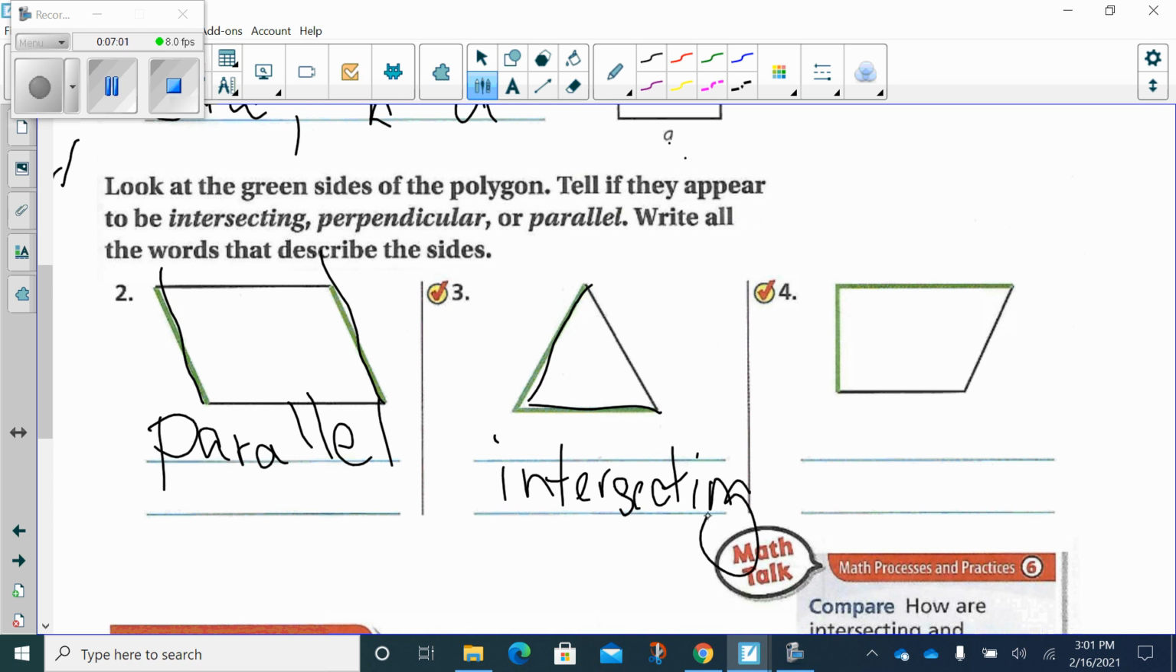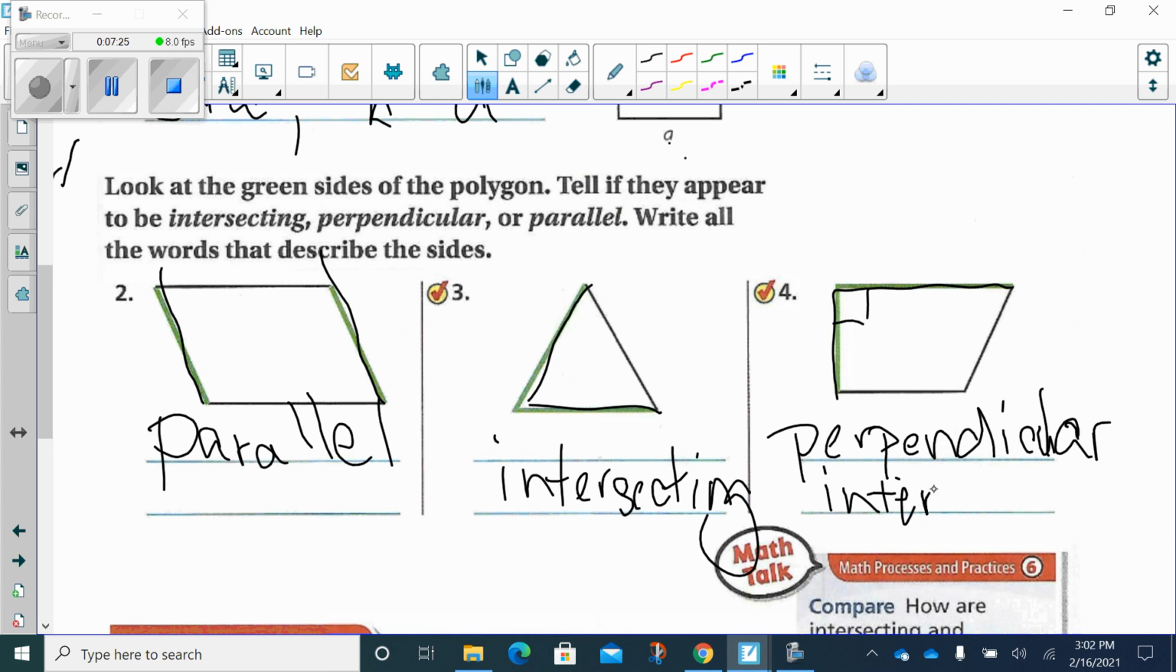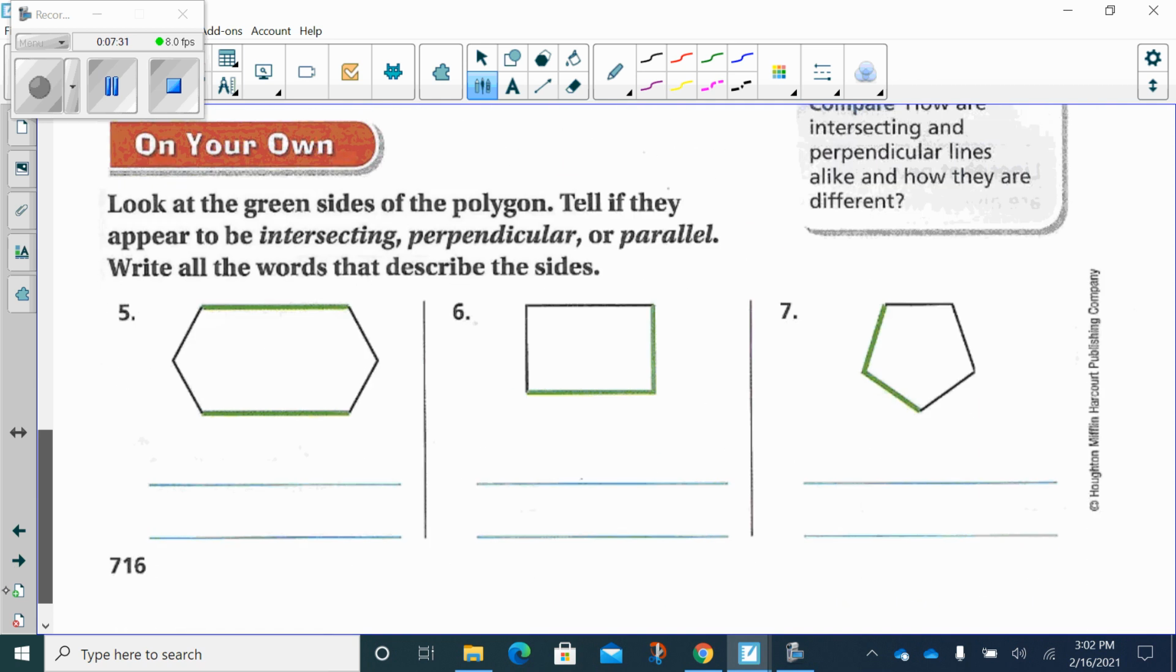Okay, now this one, that looks like a perfect square. It looks like a 90-degree angle, doesn't it? So it's perpendicular, but you know what? It is also intersecting. So if you have a perpendicular, sorry, I spelled it wrong, if you have a perpendicular, it is also intersecting. It is both. Okay, all right, let's move on.